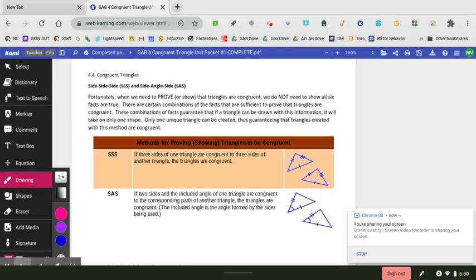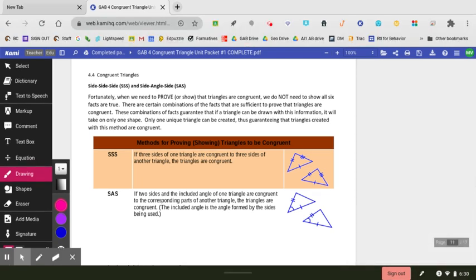Hello, everyone. Today we are starting to finally truly prove triangles are congruent. Fortunately, we do not need to prove or show that all the triangles are congruent. We do not need to show all 6 facts are true. There are certain combinations of the facts that are sufficient to prove that triangles are congruent.